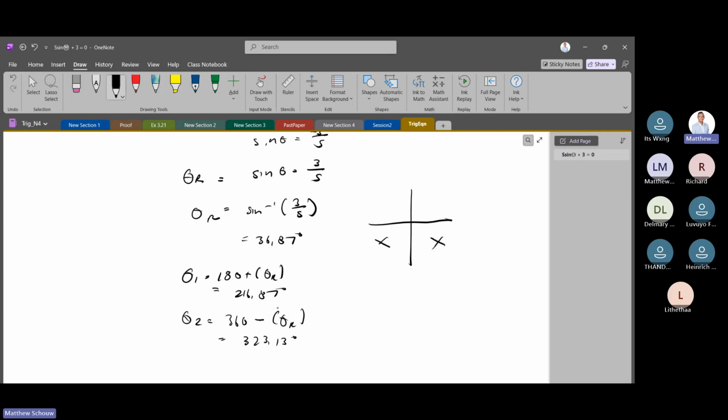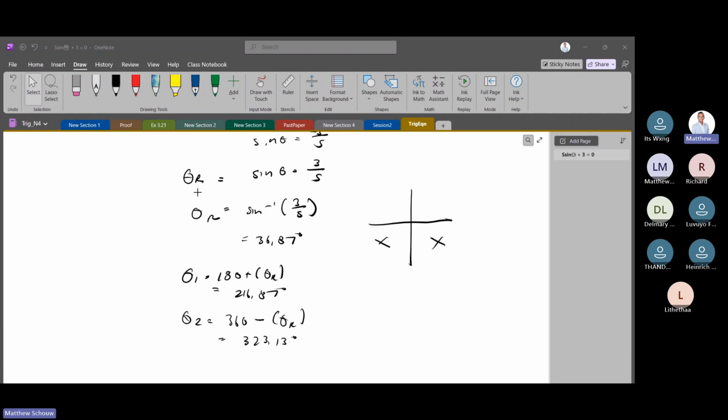Now my question is, why do we have two values? Can anyone answer my question? Theta is supposed to be between 0 and 360. Yes, that's fine. That's one reason, but I'm looking for another reason. Does anyone have a reason for me?